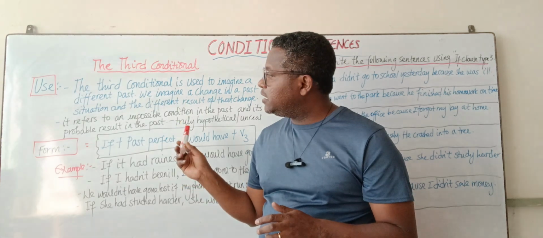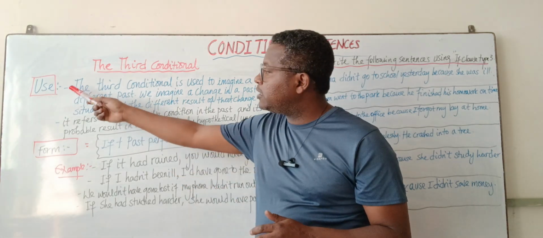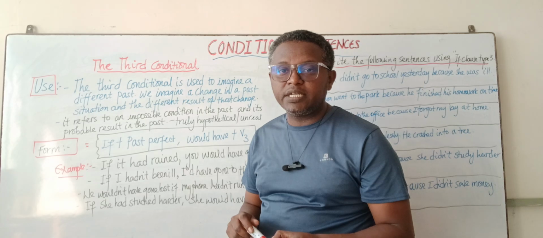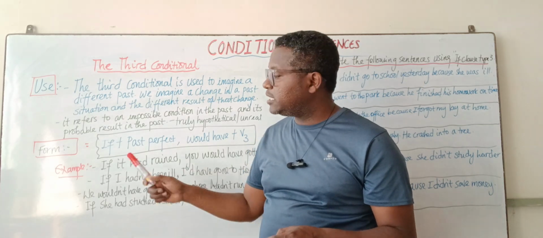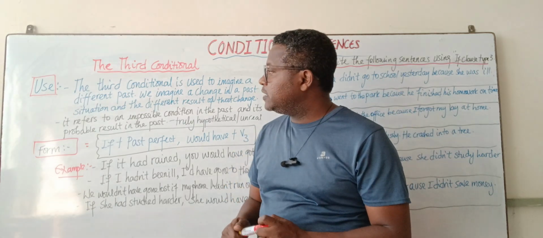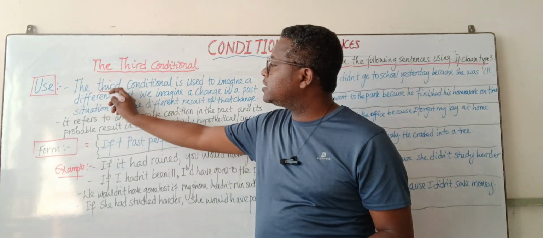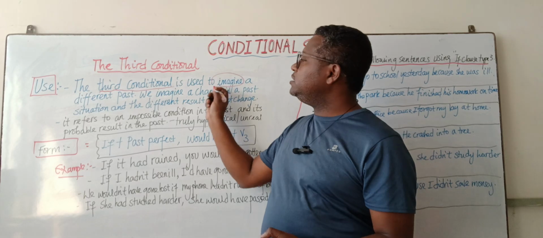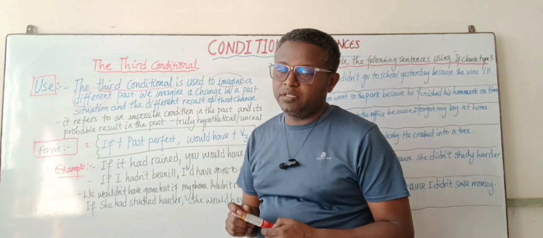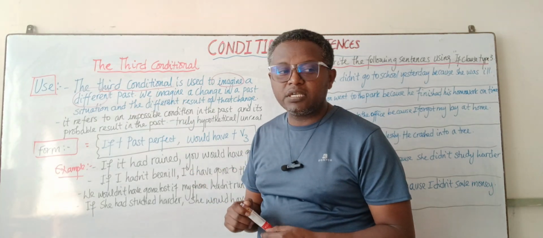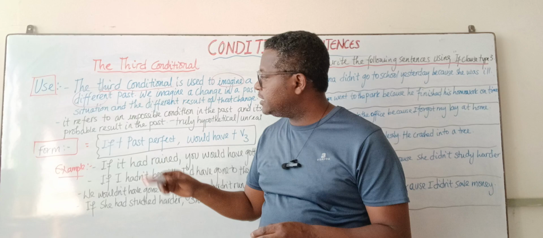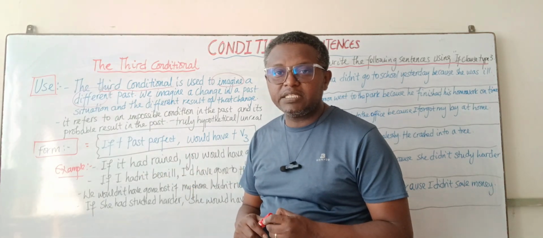So in the third conditional, first we talk about the use, and then we'll see how to form or construct conditional type 3 sentences, and then we'll see some examples before we move on to the exercise part as usual. The third conditional is used to imagine a different past. This condition is a completely past situation which is impossible to change. There's nothing to change, everything is in the past.